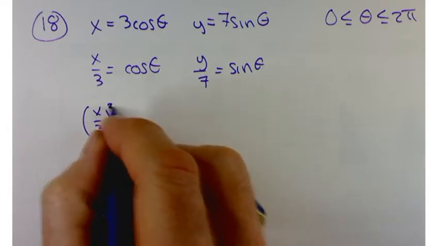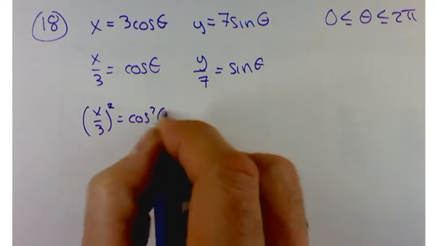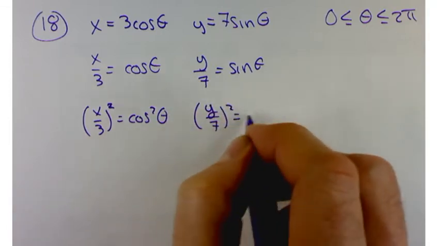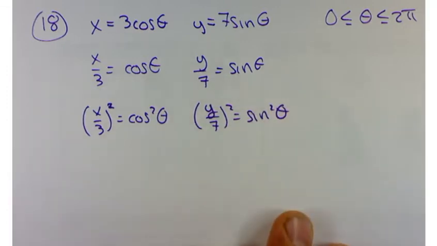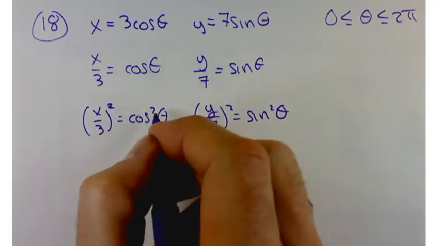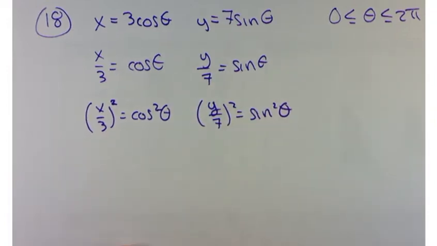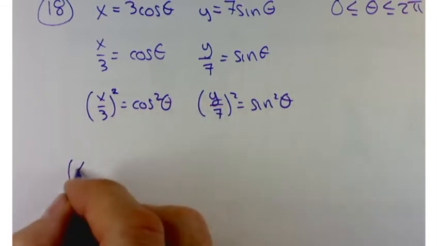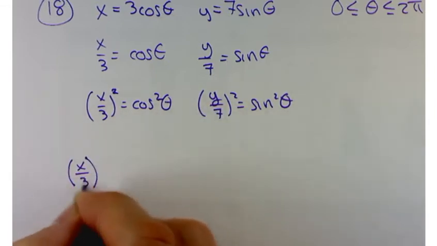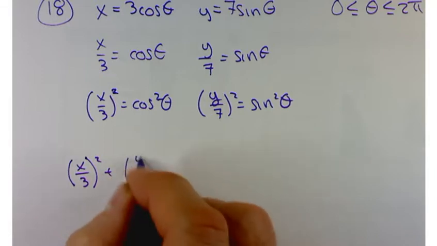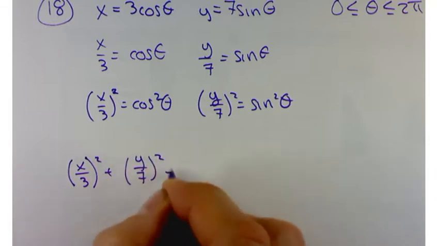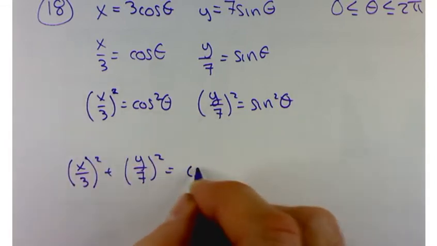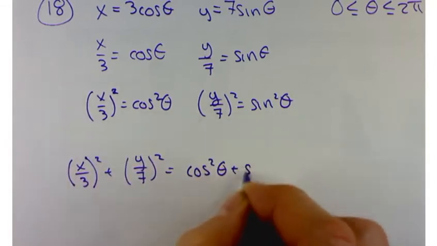X over 3 squared equals cosine squared of theta. Y over 7 squared equals sine squared of theta. I still haven't gotten rid of my parameter, but I'm one step away from it. If I add these two together, that is x over 3 squared plus y over 7 squared. So I add the left-hand sides. That means I also have to add the right-hand sides, right? So cosine squared of theta plus sine squared of theta.